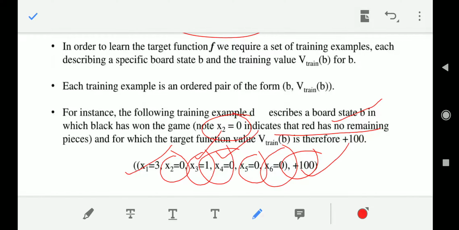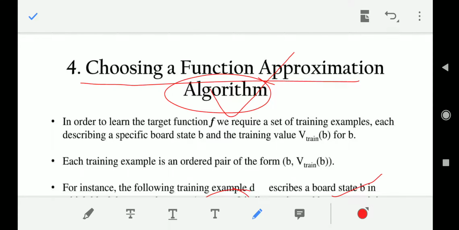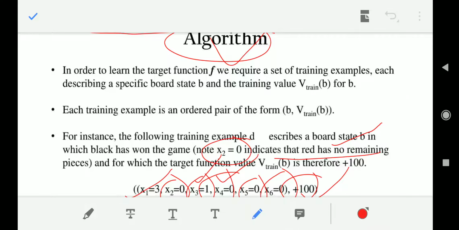So it is very easy. If you win the game, then you tell me to assign the value, I can assign 100. What if we have to assign a value in between? The game is not over yet. We don't know whether we are winning or losing. So at that time we have something called approximation. We cannot directly tell 100, but we have to approximate. We will see how that is. So it will be in the state. B is the board state and V train is the value for that move or board state.